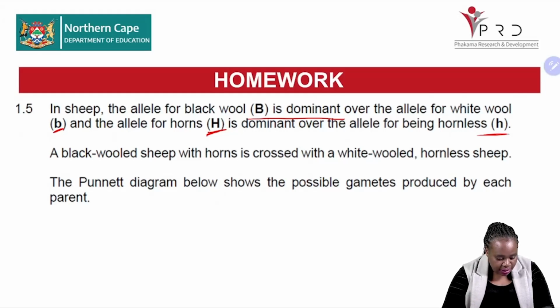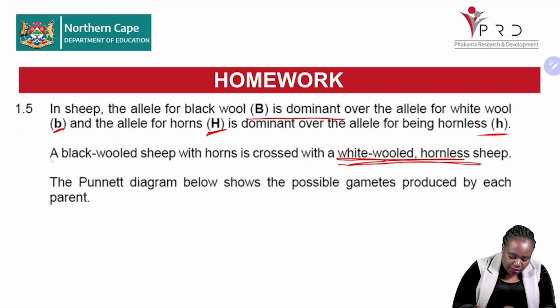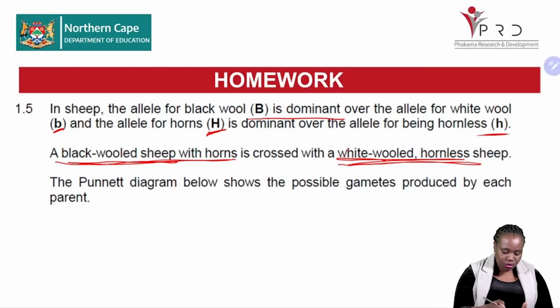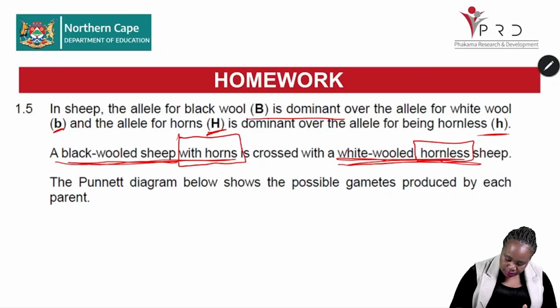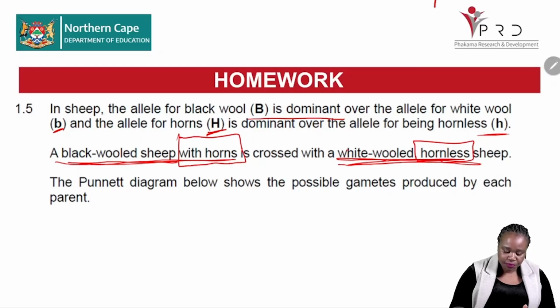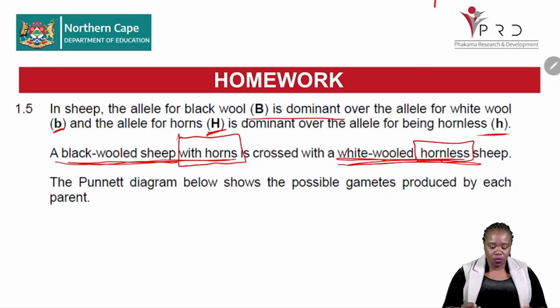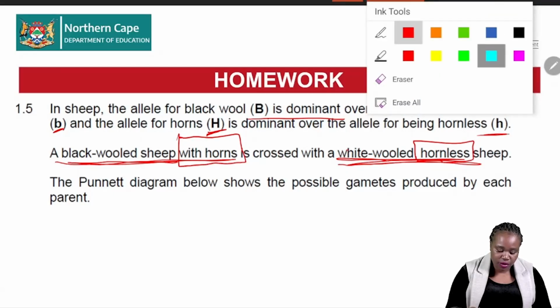Okay, it then says a black wooled sheep with horns is crossed with a white wooled sheep without horns. So here we have white wools. Once you get this, ask yourself, what is the genotype? You've been given the phenotype. What is the genotype? Also break it down. It can be this. It can be that. Right? Let's use a different color to separate these two so that you can see that you are now dealing with 2 different characteristics.